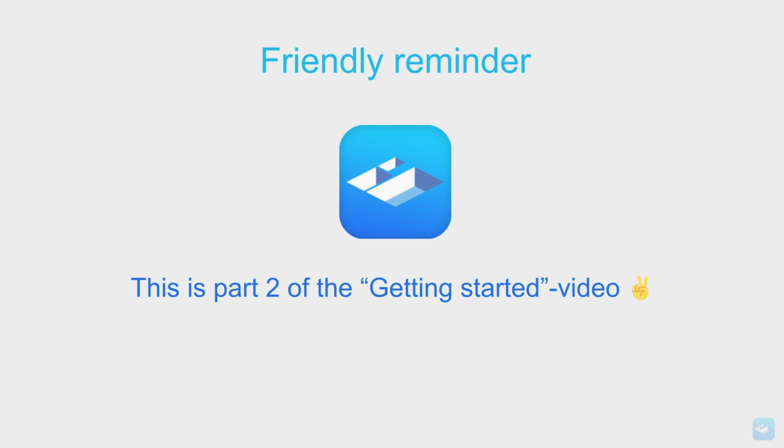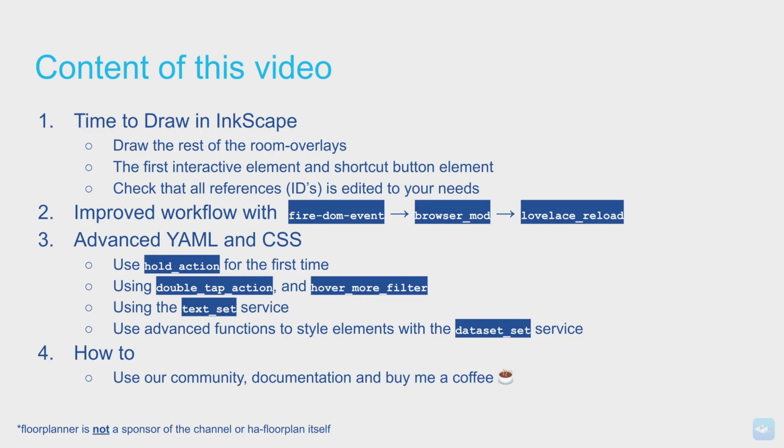So if this is new to you, please go ahead, find part 1, watch that, and come back to part 2 hereafter. The content of this video will be another time to draw in Inkscape, where we'll add the elements we just saw. We will improve our workflow by adding the lovelace reload function provided by BrowserMod. I would like to mention that BrowserMod should be installed in Home Assistant floorplan for you to continue on that point. We will take a look at our hold action and our double tap action, including our hover more filter, our text set service, and our data set service.